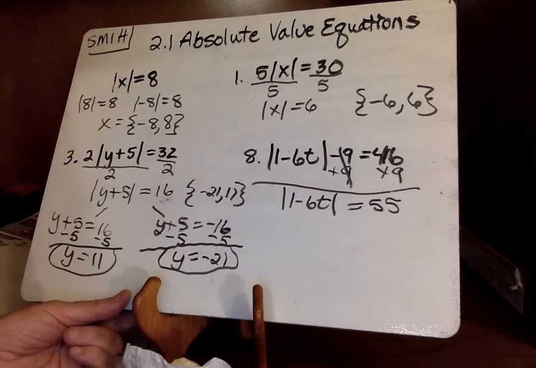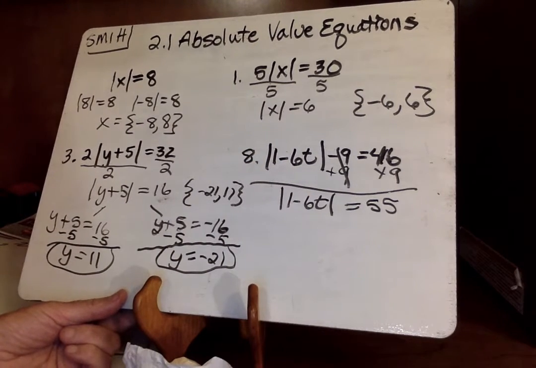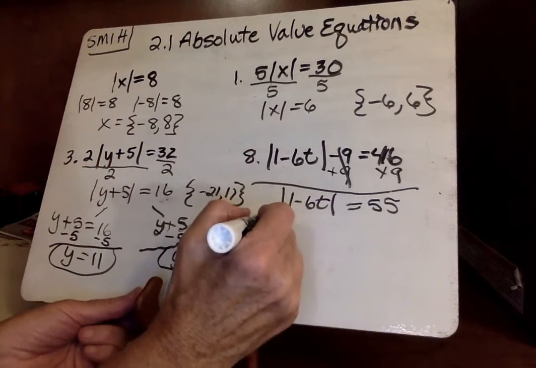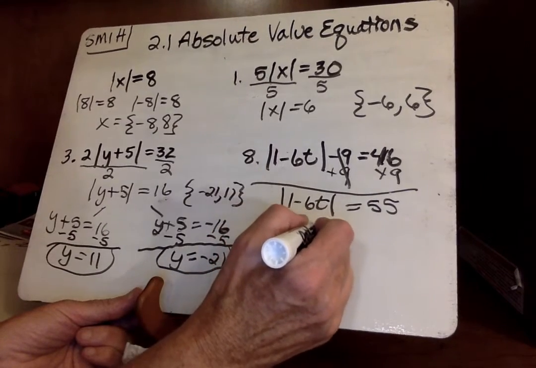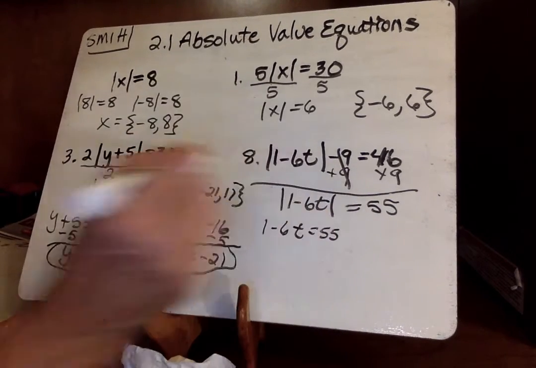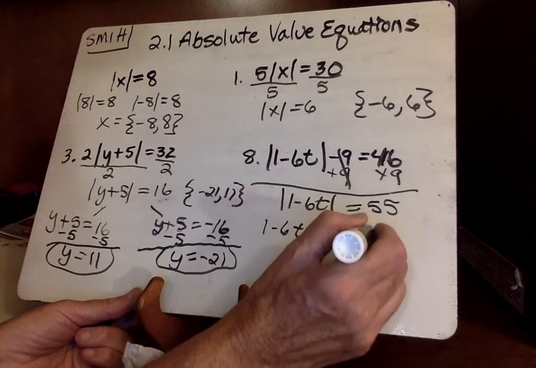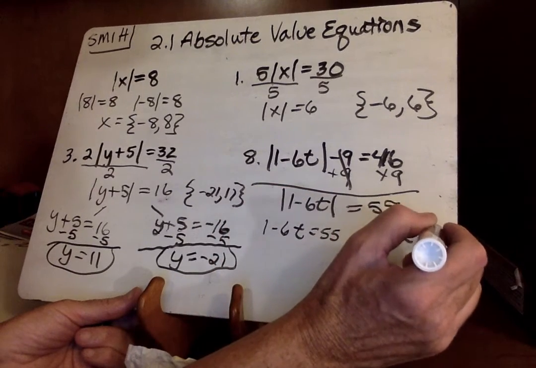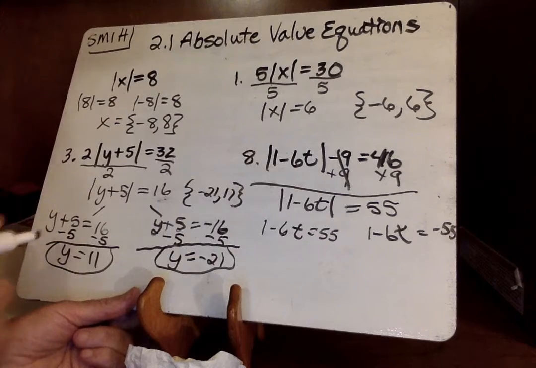All right. The absolute value is by itself, so now I can go ahead and split it up into two different equations here. So we're going to have 1 minus 6t equals 55. So you always write it exactly like it is in the absolute value, and then 1 minus 6t, again, exactly like it is, but we're going to have it equal to negative 55. And hopefully you can see that okay.